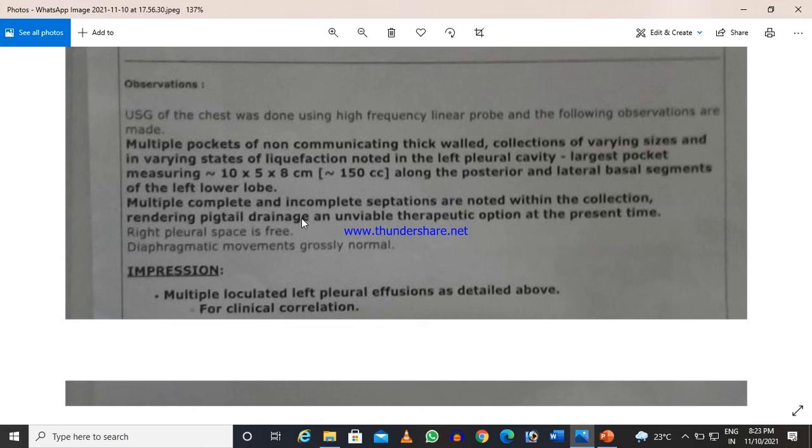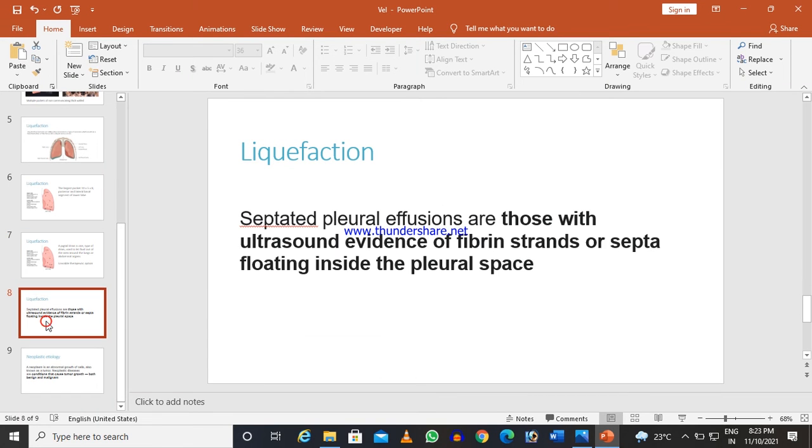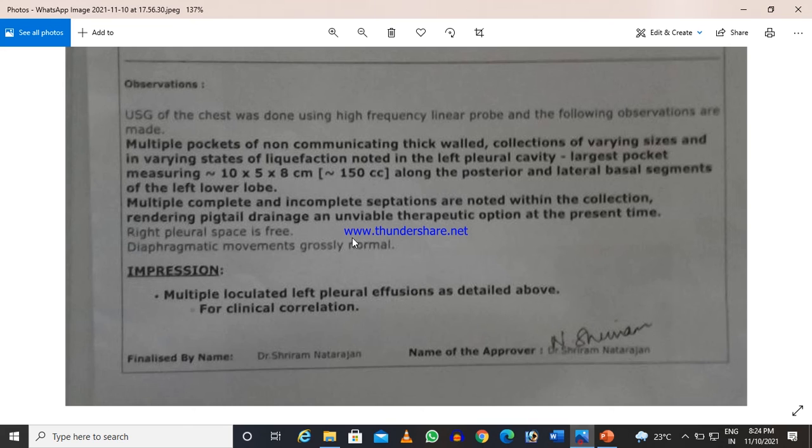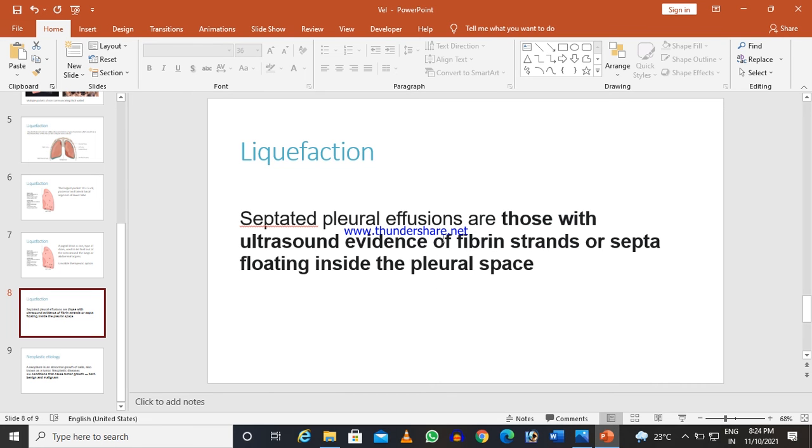Okay, so I hope you have understood all the lines and the observations written in the report. Okay. You see, there is a septated pleural effusion. There is a line: multiple complete and incomplete septations are noted within the collection. So what is that septated pleural effusion? These are the evidence of fibrin strands or septa floating inside the pleural space.